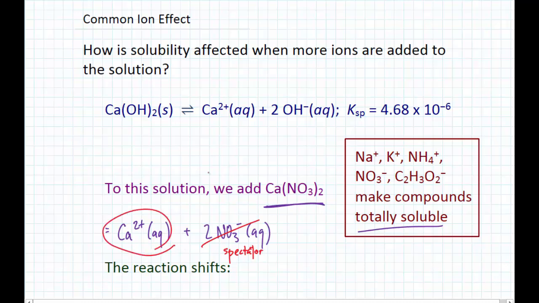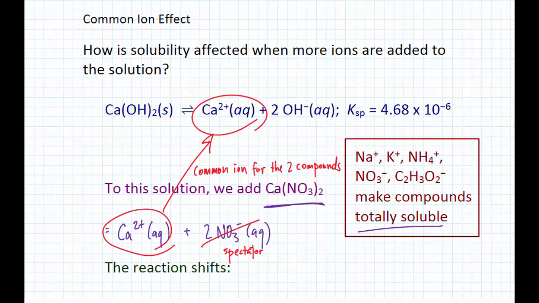But essentially what we're doing is increasing the concentration of those calcium ions, which are a product of that equilibrium right there. Okay? So this is the common ion for the two compounds. All right, calcium hydroxide, calcium nitrate. The calcium ion is the common ion between these. Okay?